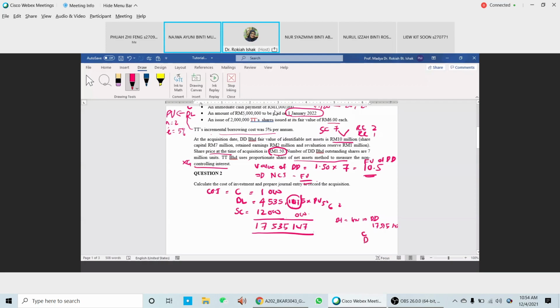Borrowing and share capital. Instead of borrowing, put it as a deferred liability. Okay, and then share capital. So cash 1 million, and then deferred here is 4,535,147. And then share capital here is 12.